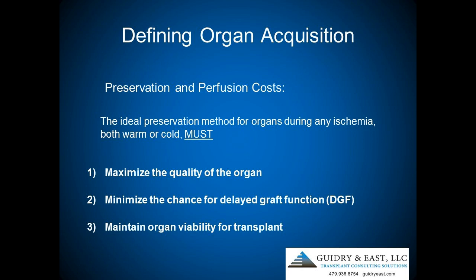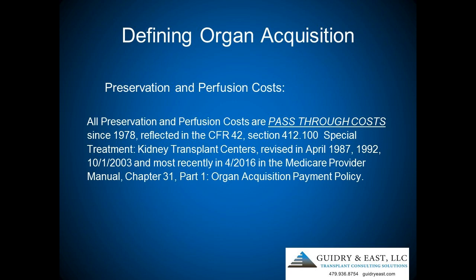Now, talking a little bit about preservation and perfusion costs, obviously the ideal preservation method for organs during any ischemia, both warm or cold ischemia, must maximize the quality of the organ, minimize the chance of delayed graft function, DGF, and maintain organ viability for transplant. So all preservation and perfusion costs are considered pass-through costs since 1978.